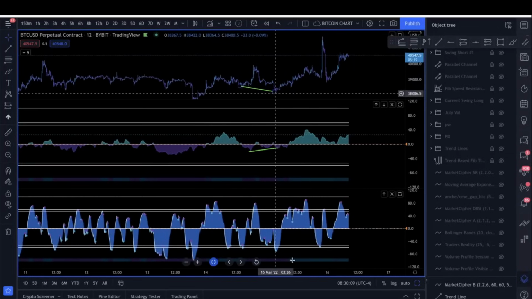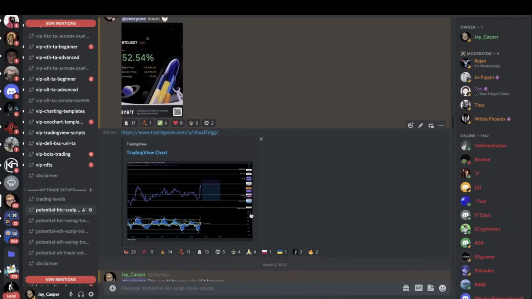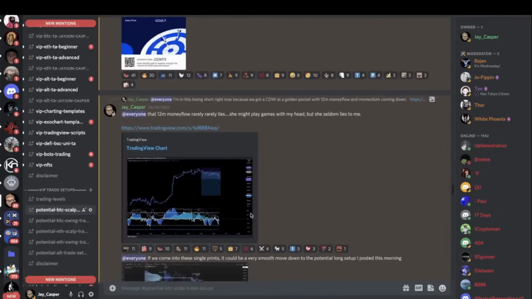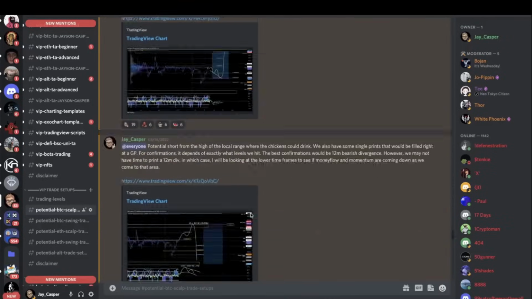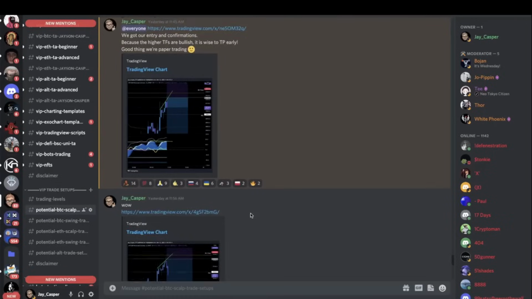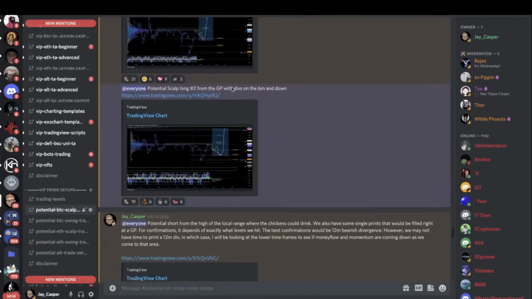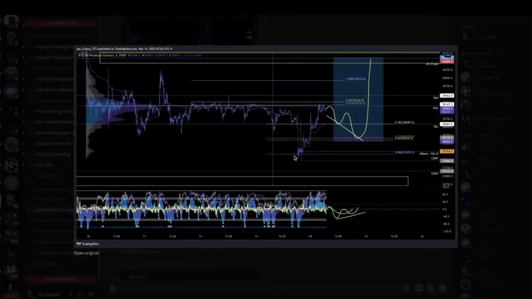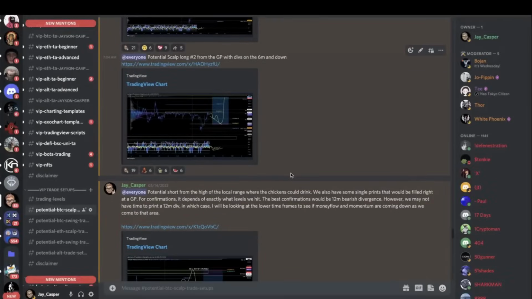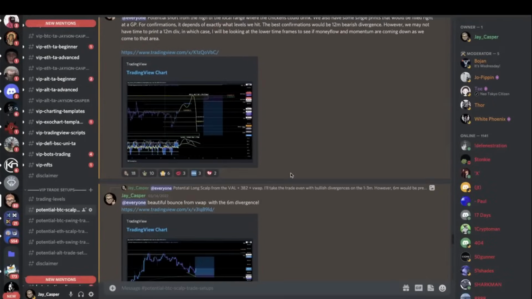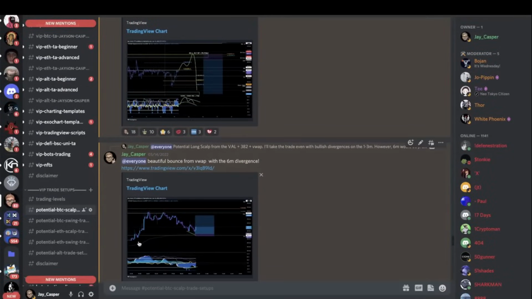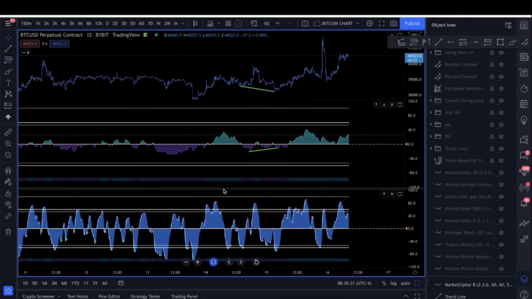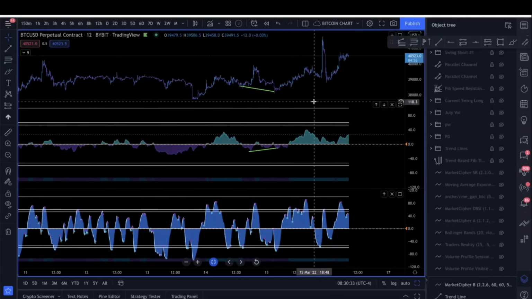This trade, I did give in the VIP Discord. Shout out to everybody who took that trade yesterday. Yeah, right here. I gave that setup from that golden pocket, and we came up from there. But whatever, man, I missed it. I've been missing trades lately because I've been sleeping, okay?